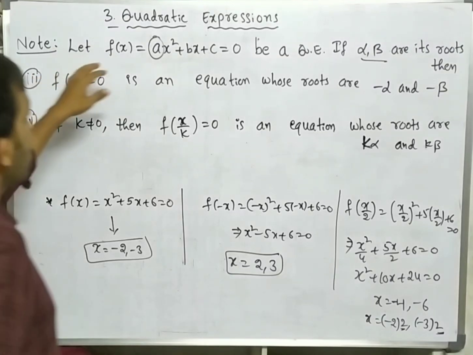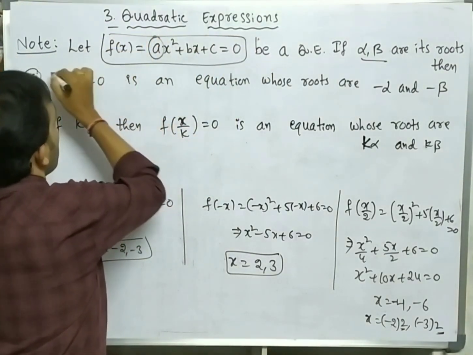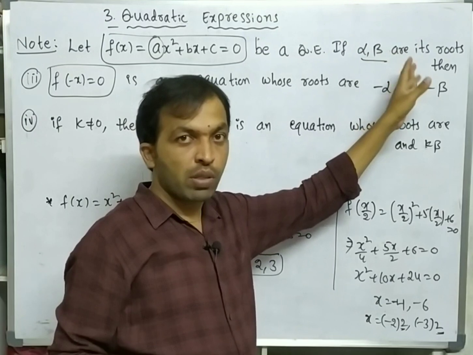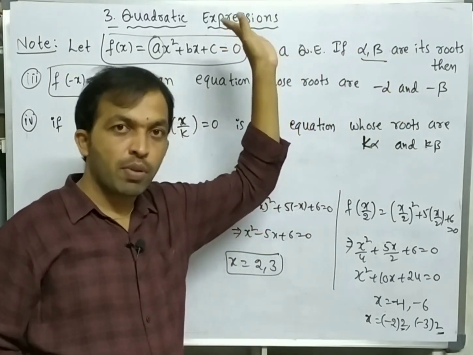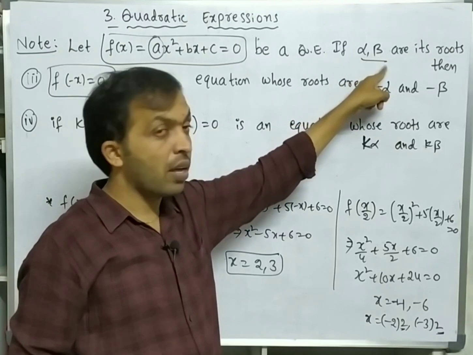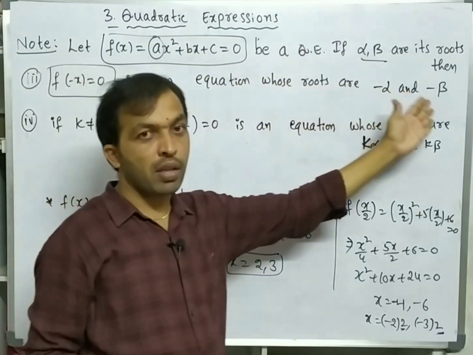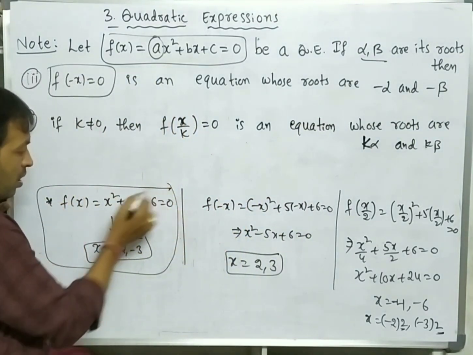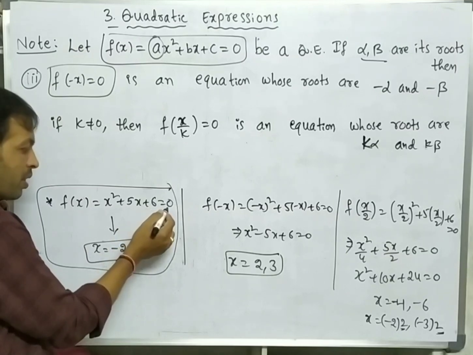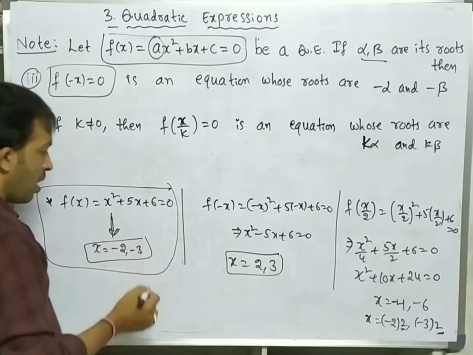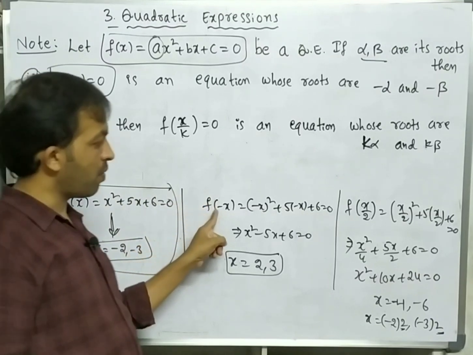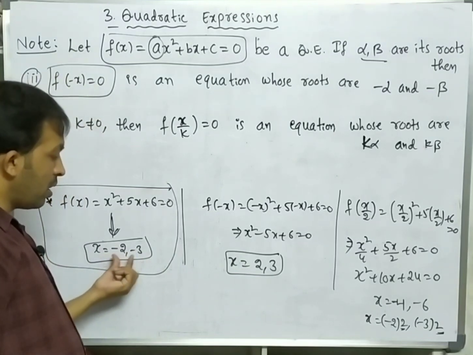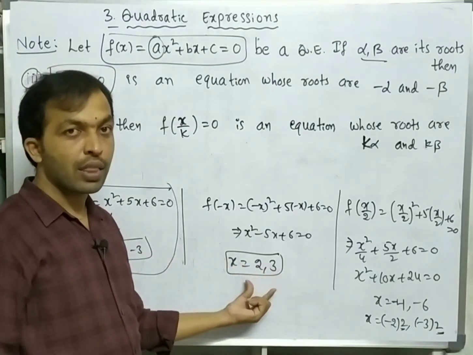Third point: this is f of x, and if we find f of minus x, then the roots become just the negative. The roots of the quadratic equation ax square plus bx plus c equal to 0 are alpha, beta, then the roots of f of minus x are minus alpha, minus beta. That's it. For example, we have just seen f of x equal to x square plus 5x plus 6 equal to 0. The roots are minus 2, minus 3, and if we replace x with minus x, you get f of minus x equal to this equation. The roots are x equal to 2, 3. Only the sign changes.